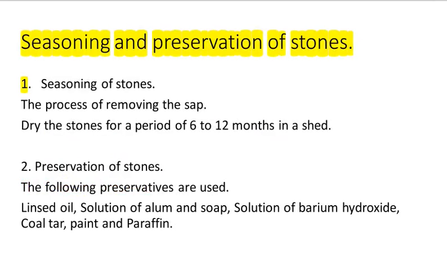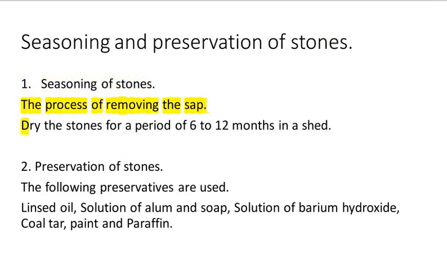Seasoning and preservation of stones. 1. Seasoning of stones. The process of removing the sap. Dry these stones for a period of 6 to 12 months in a shed. 2. Preservation of stones. The following preservatives are used: linseed oil, solution of alum and soap, solution of barium hydroxide, coal tar, paint and paraffin.